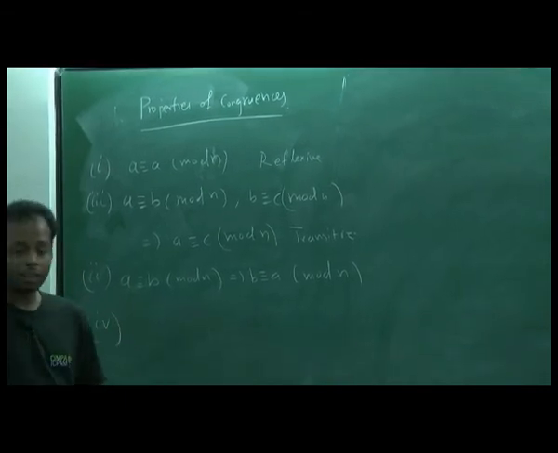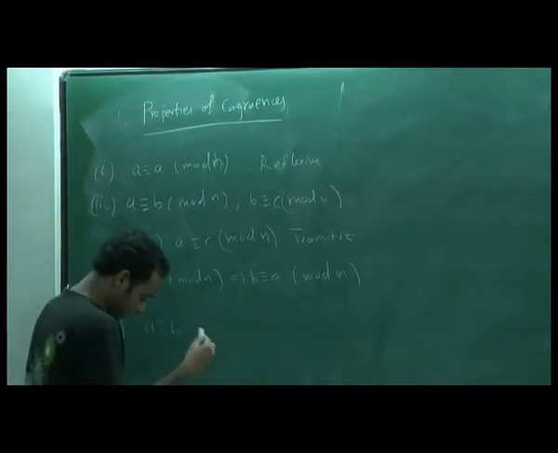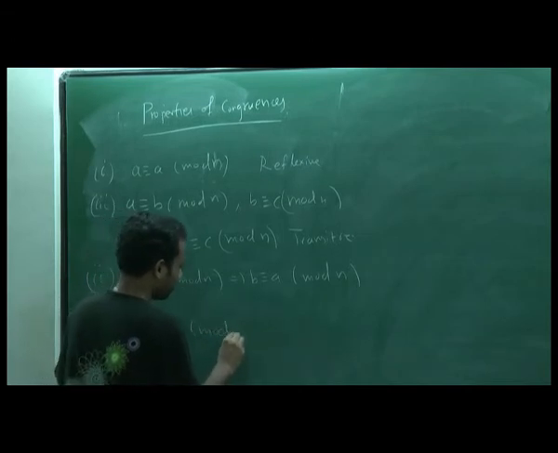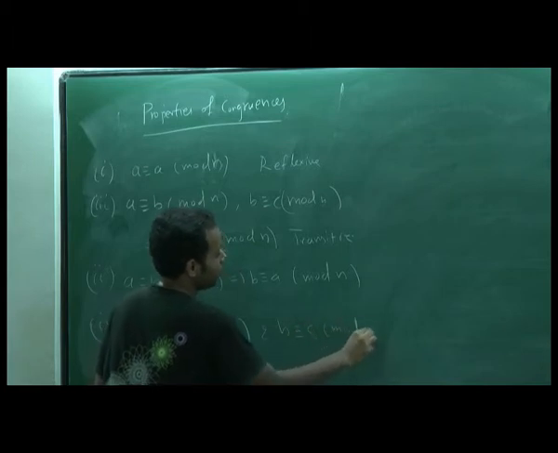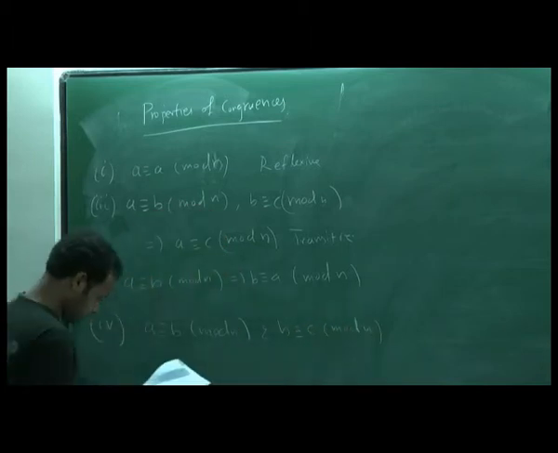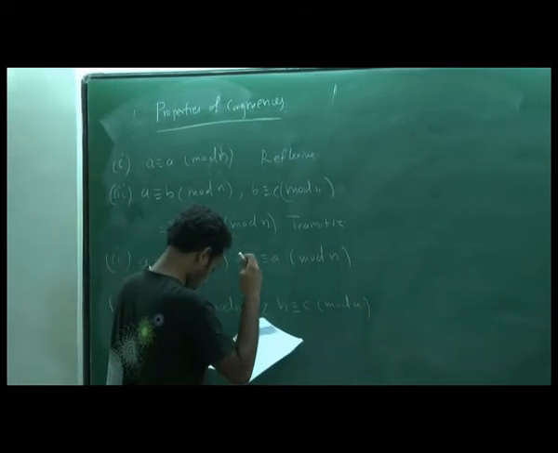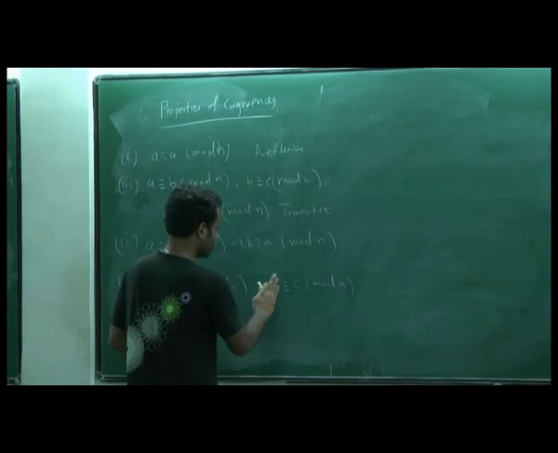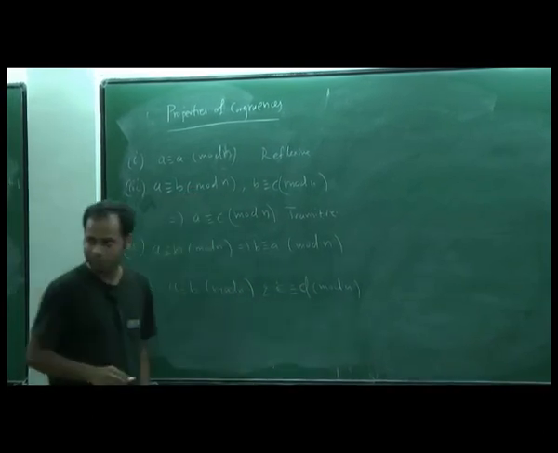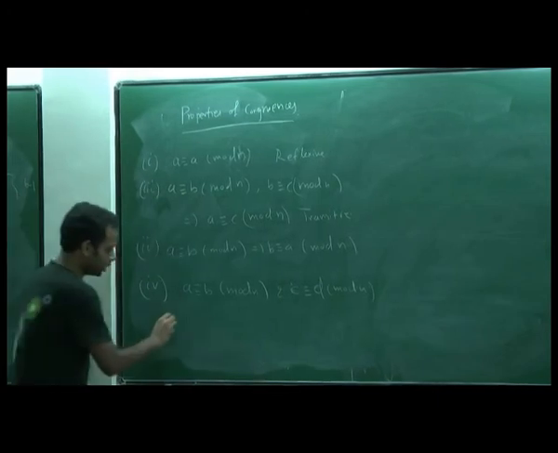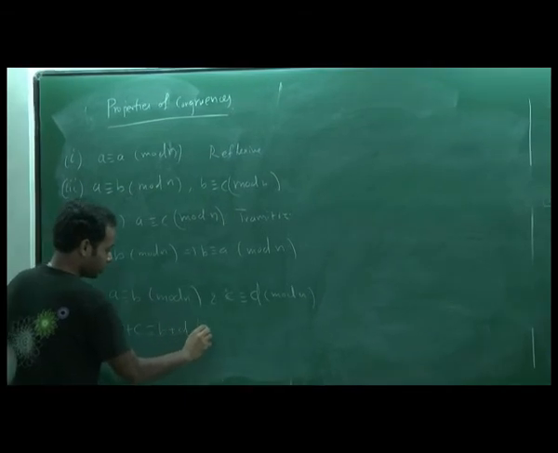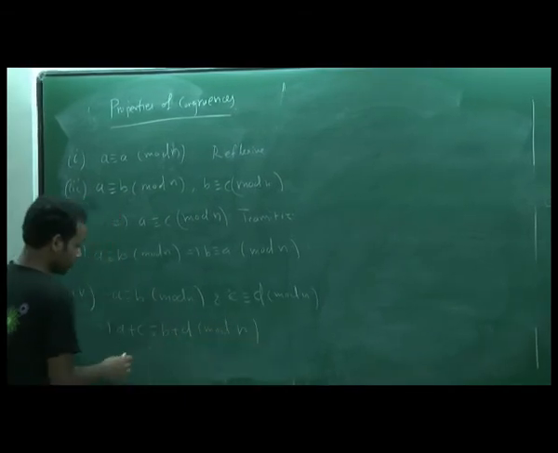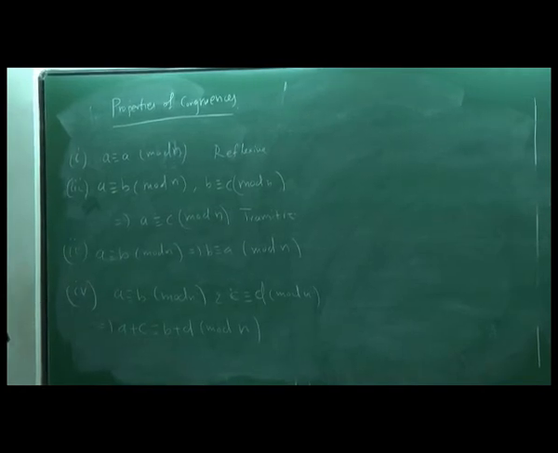Then the fourth property: if A is congruent to B mod n, this is linear, additive and multiplicative, and C is congruent to D mod n, then this implies A plus C is congruent to B plus D mod n. Also, why does this hold? A and B are in the same set and C and D are. No, that doesn't prove it.